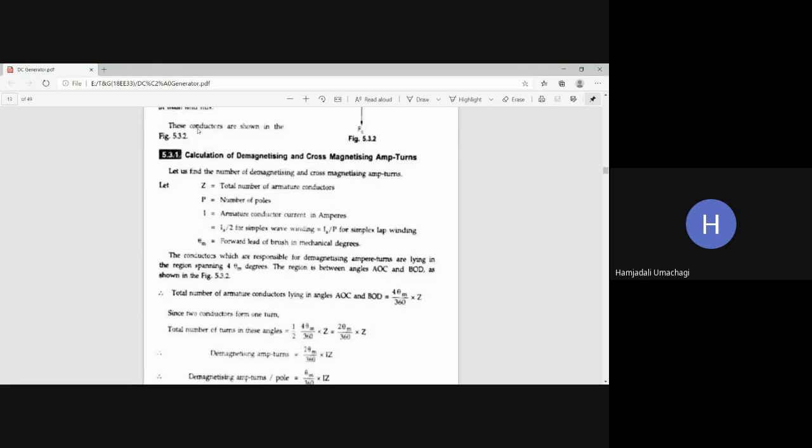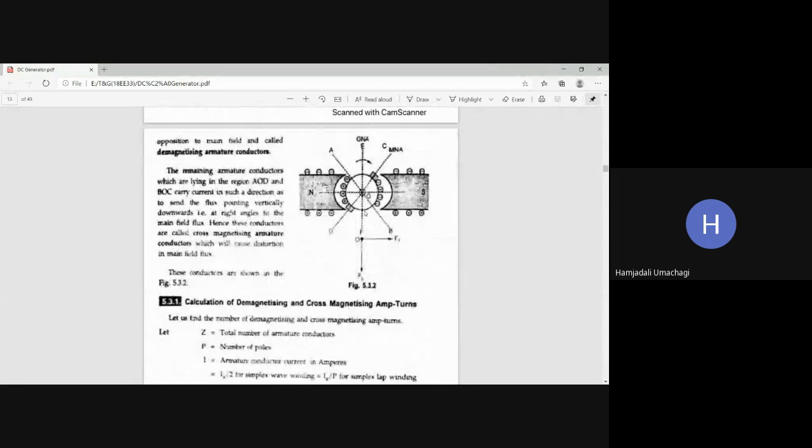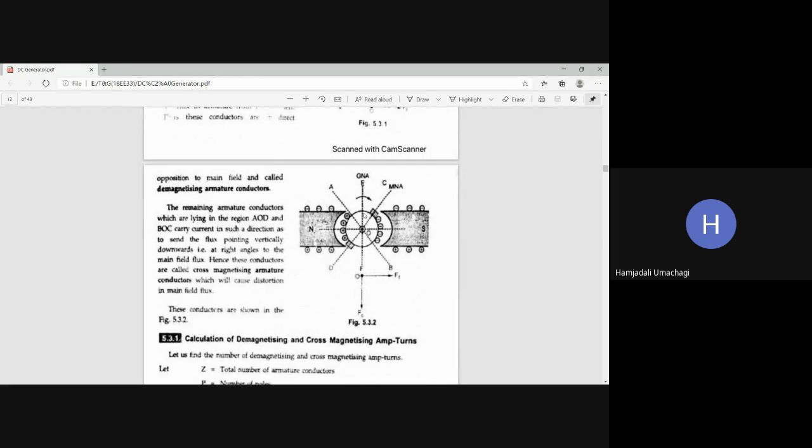Derivation part, you can start the derivation from here, but before that you need to draw these diagrams. These two diagrams are important for us, because referring to these diagrams only we are going to write all the derivation notations. So you need to draw all these diagrams. This is figure 5.3.1, which explains the demagnetizing and cross magnetizing ampere turns derivation. Calculation of demagnetizing and cross magnetizing ampere turns: let Z be the total number of armature conductors. These are all armature conductors, which are equal to Z.